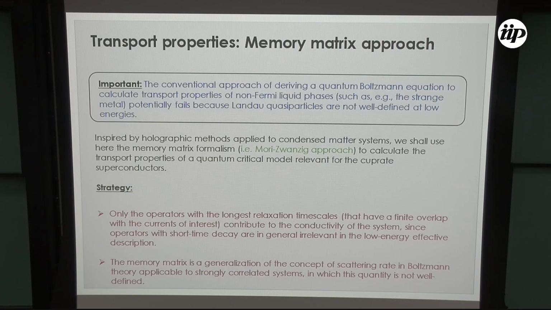And the strategy of this method is the following. Only the operators with longest relaxation time scales that actually have a finite overlap with the currents will contribute to the conductivity of the system. And as you are going to see, the memory matrix is a generalization of the concept of scattering rate in Boltzmann theory, but it's applicable to systems in which this quantity is not well defined.